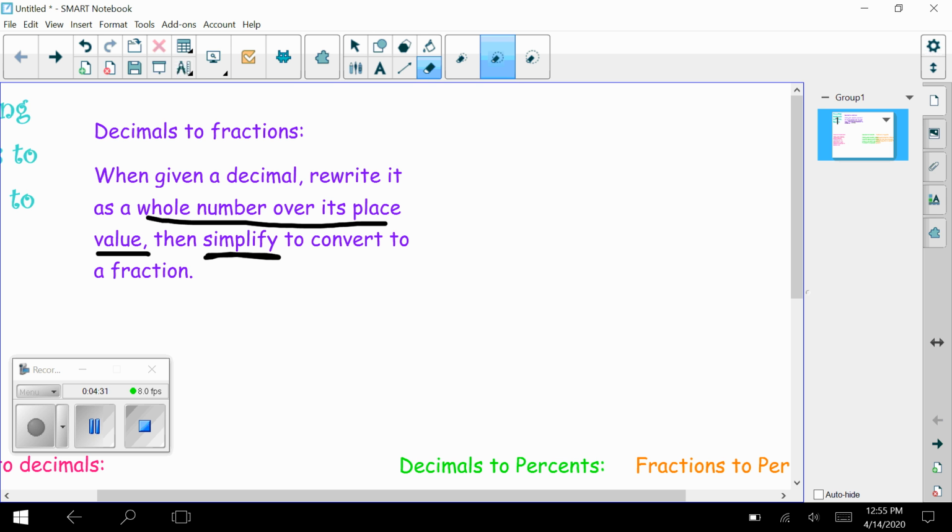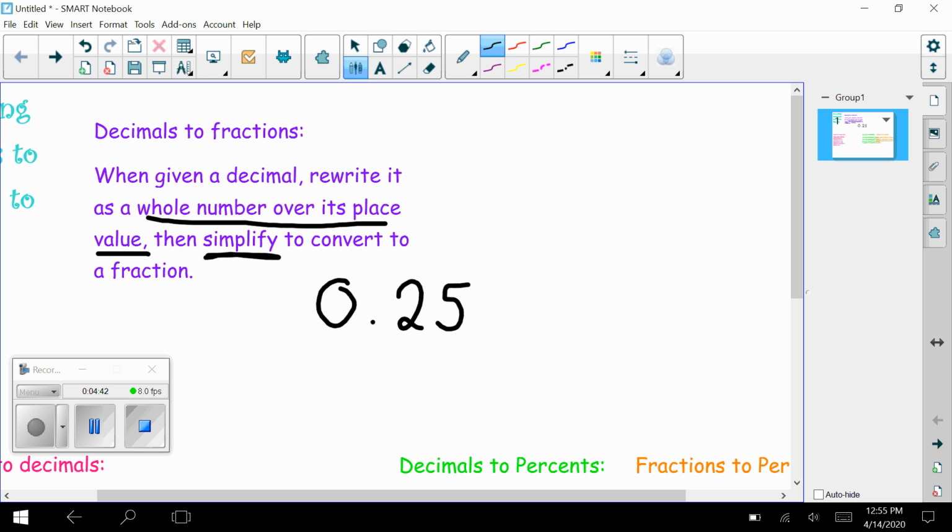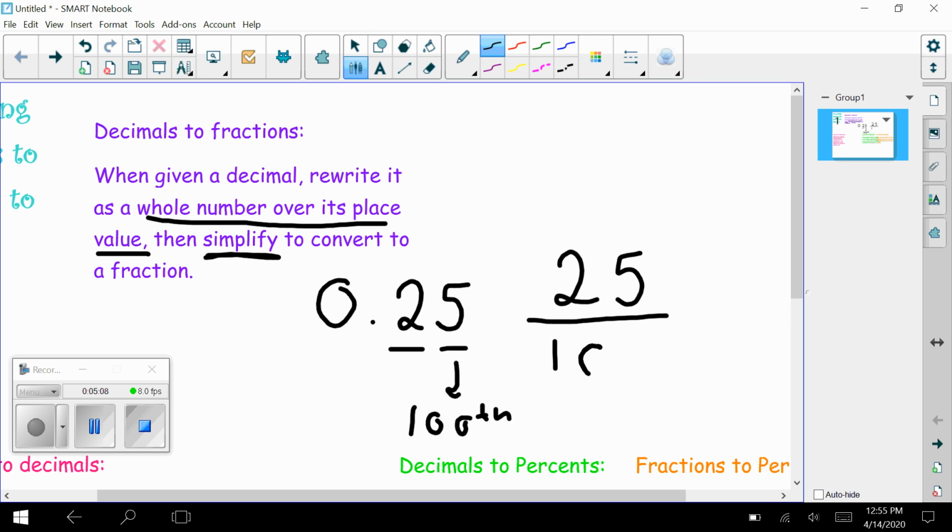Okay, so let's look at, oops, we need a drawing tool to draw. 0.25. All right, so we know this is the 10th place. This is the 100th place. Okay, so we know this is the 100th place. So we will take 25, right, our whole number, and put it over 100, right? So these both tell us 25/100ths as a decimal and as a fraction. So we know if we say both the names of these values, they're exactly the same. Okay.